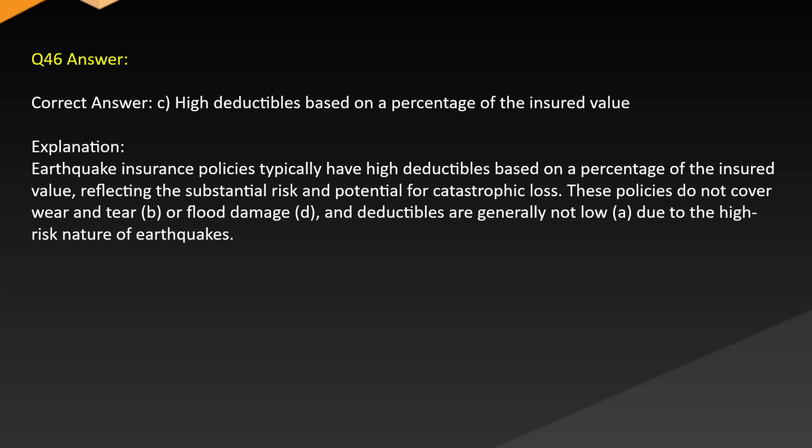Explanation. Earthquake insurance policies typically have high deductibles based on a percentage of the insured value, reflecting the substantial risk and potential for catastrophic loss. These policies do not cover wear and tear, B, or flood damage, D. And deductibles are generally not low, A, due to the high-risk nature of earthquakes.